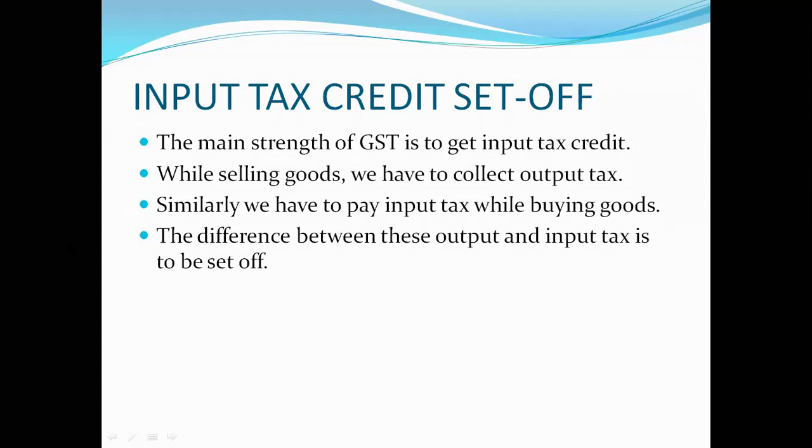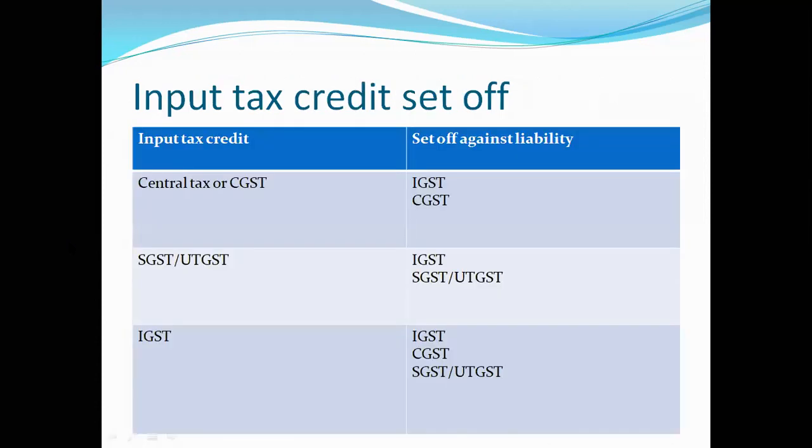We have a problem now. You have to understand this problem for proceeding on the topic here. Now, what is the order of set off? The first column we have input tax credit. That means the amount you have with you, the benefit. Input tax credit, the benefit you are likely to avail. This is set off against liability.